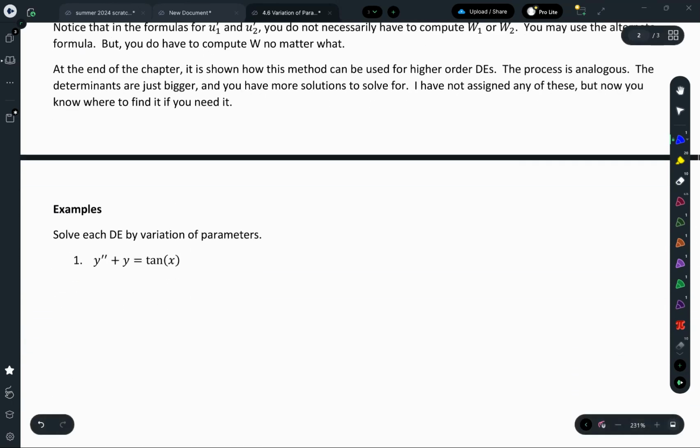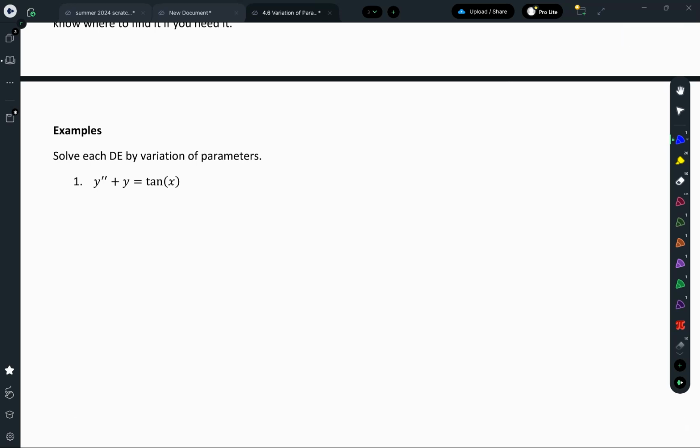So let's get right to some examples, because that's the best way to see how this process will work and make sure we're all understanding what the steps are. So in this example, we're asked to solve each differential equation by variation of parameters. Okay, so the first thing first is to note, is this in standard form? And it is, and that's good. So that means I can move on to the next step.